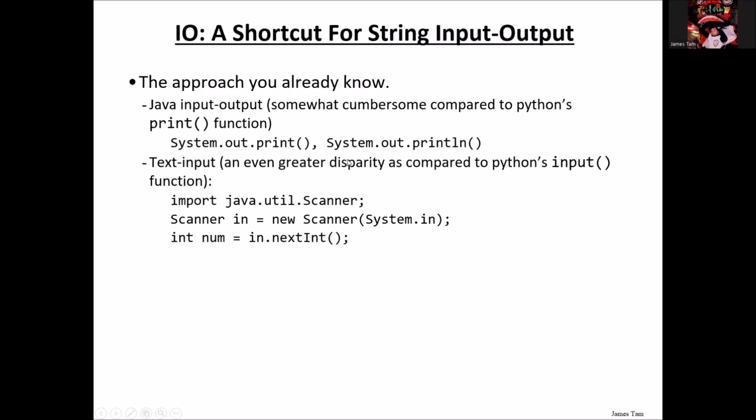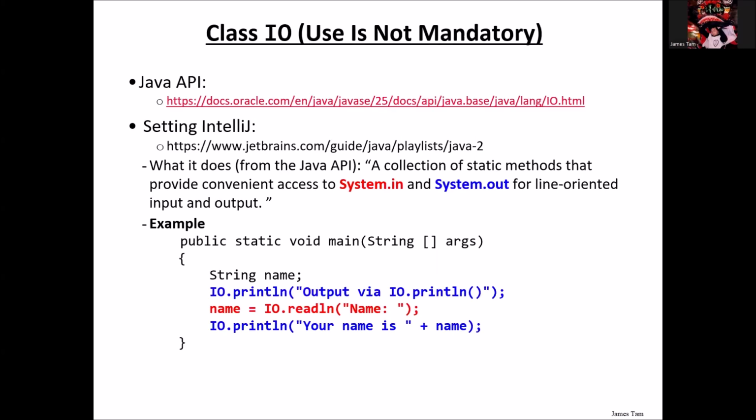It gets even worse when you get text input, because compared to Python's input, which is just a call to a function, in Java you have to do all this: import the Scanner class, instantiate an instance of it, and this looks rather on the strange side. What's this? And then finally, this is where it's slightly better than Python 3's input function, because that only returns a string. Now we've got different methods, different approaches for getting different types, so we don't have to do a conversion. But there's a lot more overhead for this. So the I/O was a shortcut for this.